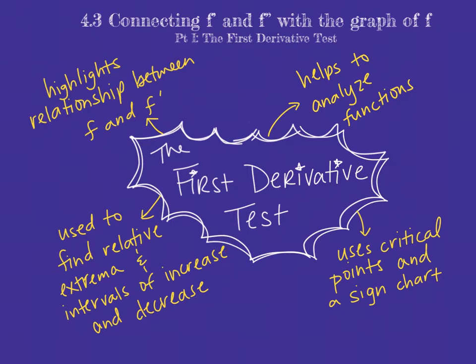In order to do that, we have to make a good sign chart, and the sign chart depends on the critical points. If you do not remember critical points, I recommend that you look back at the video called Finding Critical Points. The first derivative test definitely highlights the relationship between a function and its derivative, and it helps us to analyze the original function using the first derivative.